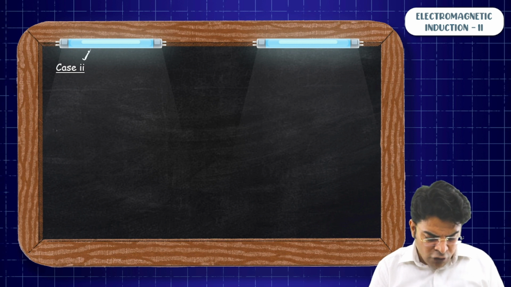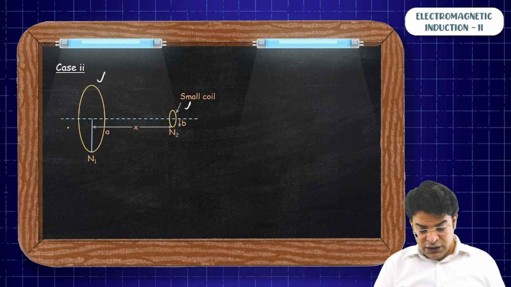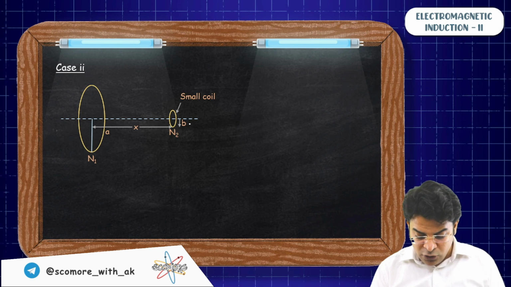So let's think of the second case. Here you have got two coaxial coils. They have got the same axis. The bigger coil has a radius A, the smaller coil has a radius B.